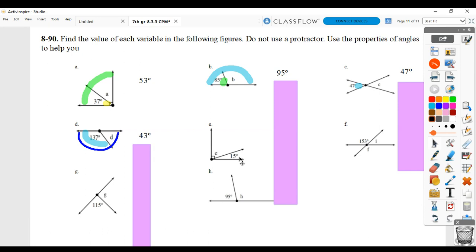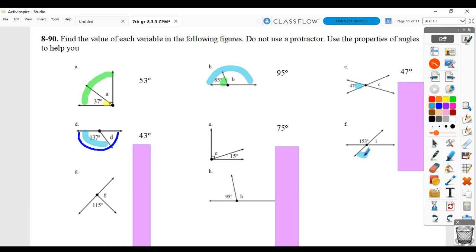For E, we know this angle is 15, and the whole thing is 90. 90 minus 15 gives us 75. For F, we have two parts here. We have, looks like I and F. I'm not sure if those letters are quite right. It's very shaded.